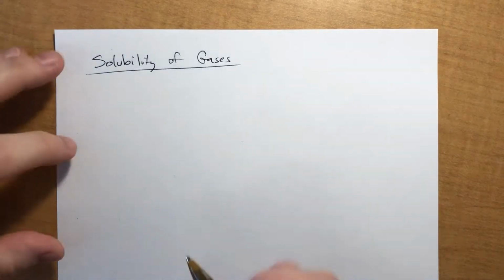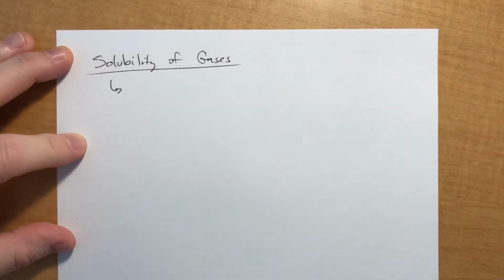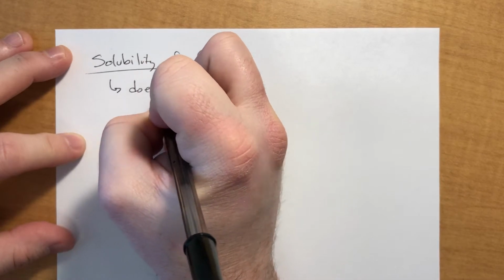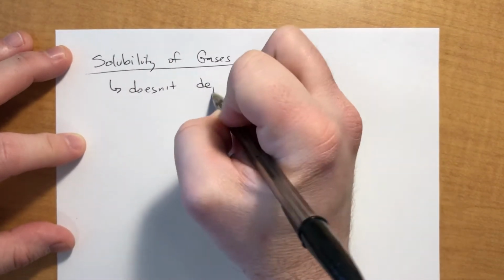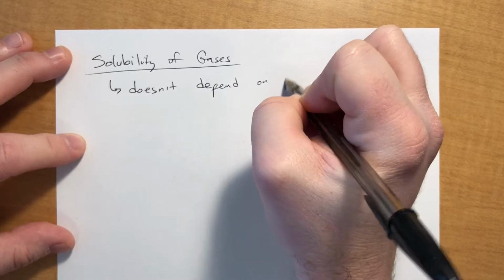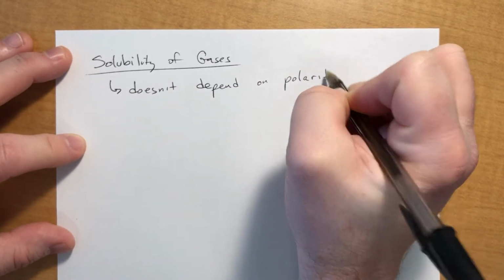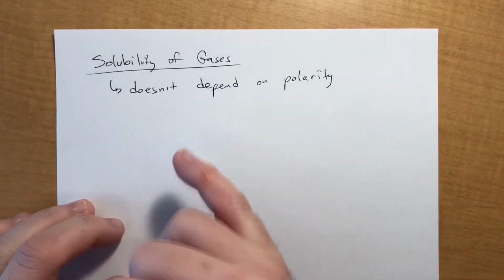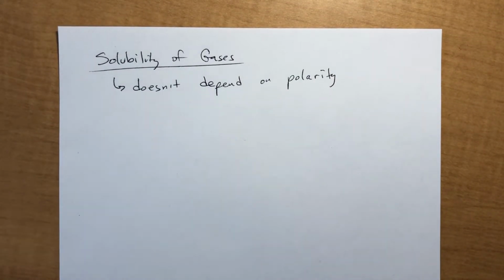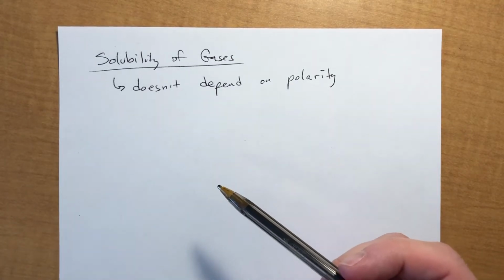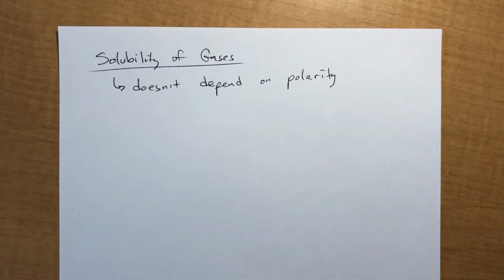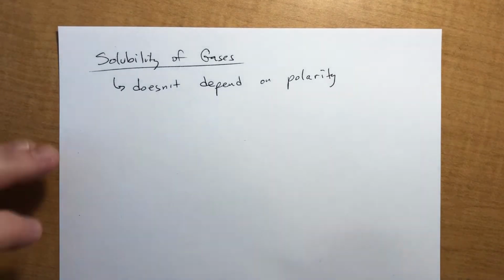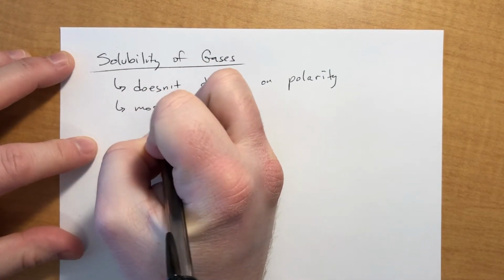But it turns out that for solubility of gases, it really doesn't matter as much whether things are polar or non-polar. So it doesn't depend on polarity very much. So with solids and liquids, if you have two things that have similar polarities, they will dissolve together. For gases, it really doesn't matter. Non-polar things will dissolve in polar things all the time. That's actually what carbonation is. It's carbon dioxide, which is a completely non-polar thing, dissolving in water, which is very, very polar. It's mostly based on temperature and pressure.